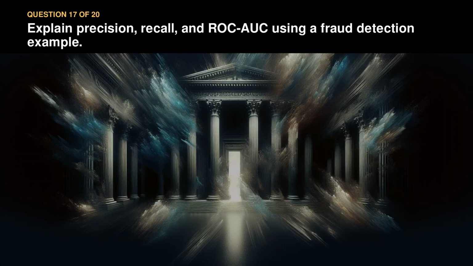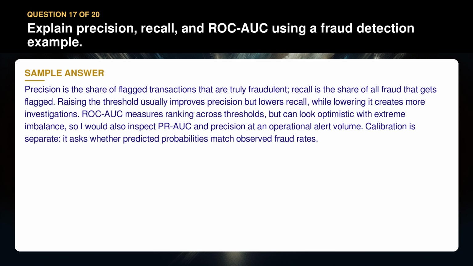Question 17. Explain precision, recall, and ROC-AUC using a fraud detection example. Precision is the share of flagged transactions that are truly fraudulent. Recall is the share of all fraud that gets flagged. Raising the threshold usually improves precision but lowers recall, while lowering it creates more investigations. ROC-AUC measures ranking across thresholds, but can look optimistic with extreme imbalance, so I would also inspect PR-AUC and precision at an operational alert volume.